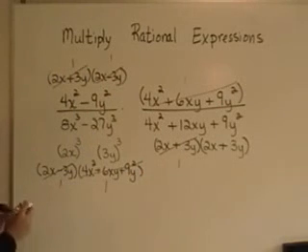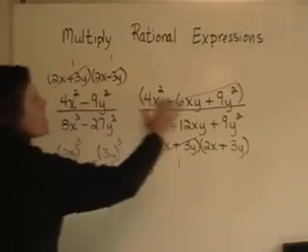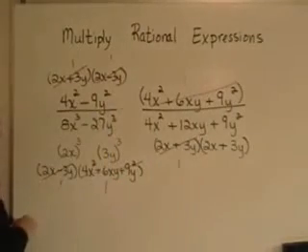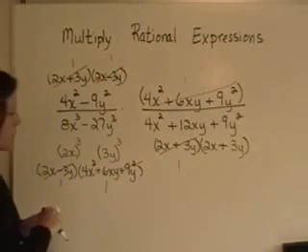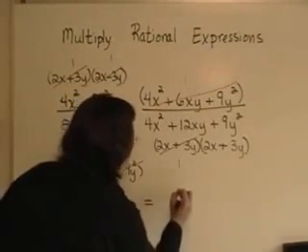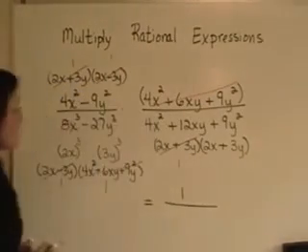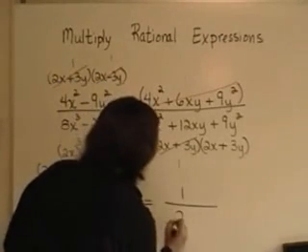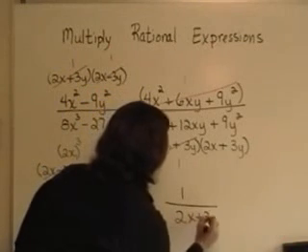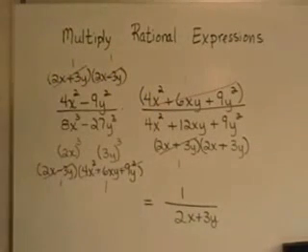The reason I did this time is because everything got crossed off in the numerator. And I need you to recognize that you have 1 times 1 times 1 in your answer, or 1 in the numerator. And downstairs here, 1 times 1 times 1 times 2x plus 3y, or I'm just going to put that 2x plus 3y. And there's my final result. We're going to go on next to dividing rational expressions.